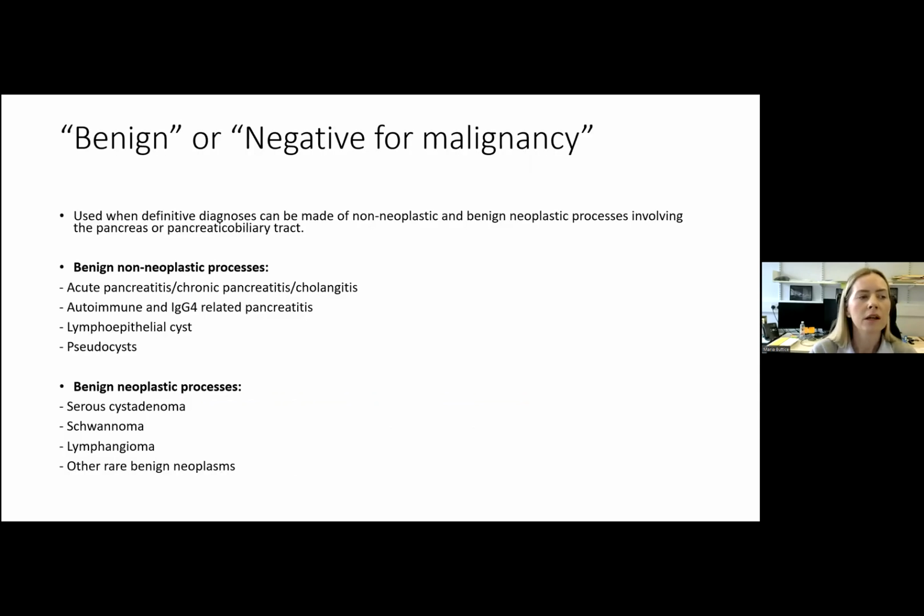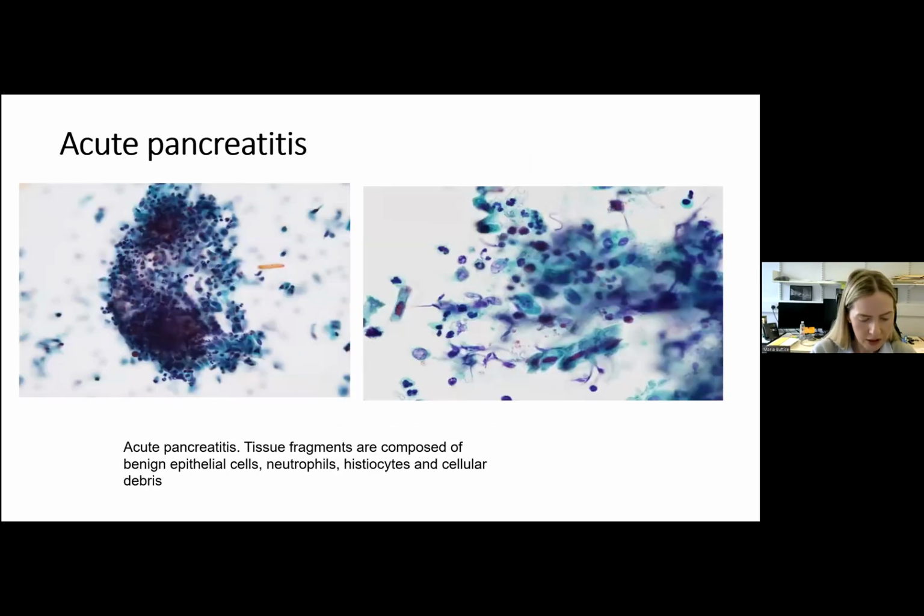Here are some of the common benign non-neoplastic processes which we can often encounter in cytology, and then the benign neoplastic processes. And I'd like to go through a few of these just to show you a few of the key features that you'd expect to see on cytology. So in the case of acute pancreatitis, often you'll be guided by the clinical history. So the patient will have elevated amylase and deranged LFTs and may present acutely with right upper quadrant pain. Now, we can see these ductal epithelial cells and they're often infiltrated by numerous neutrophil polymorphs.